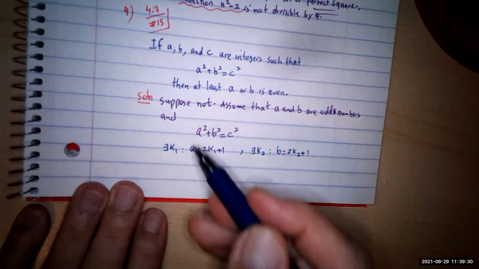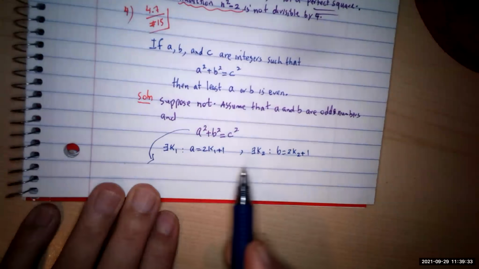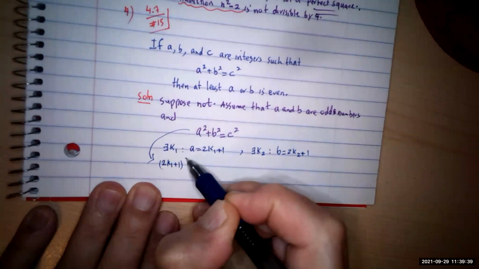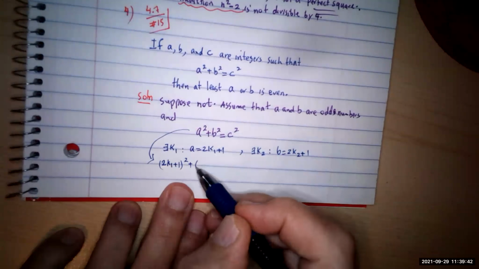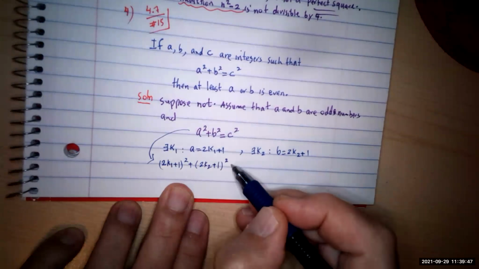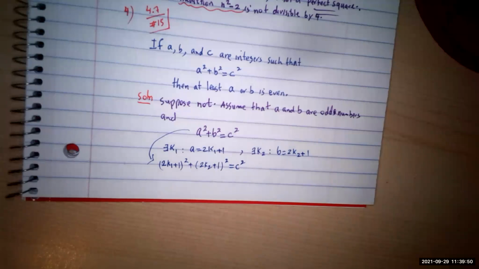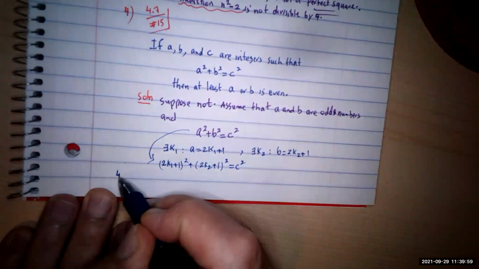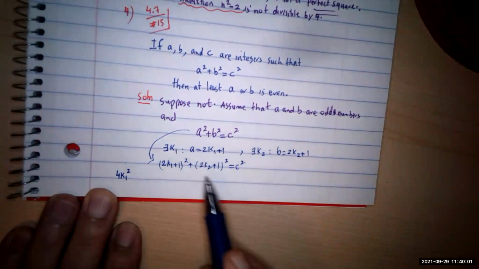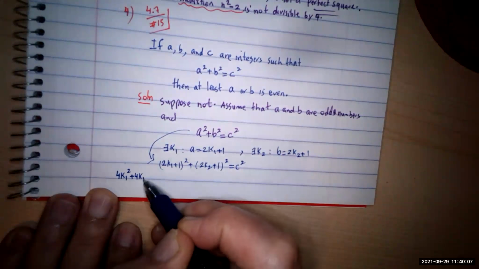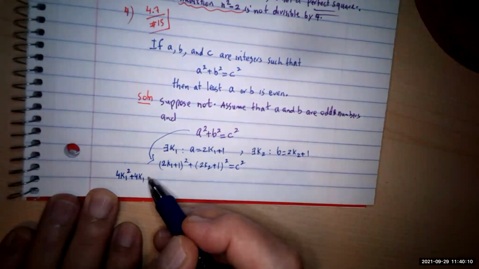So we substitute. We have A squared, which gives us (2K1 plus 1) all squared, plus (2K2 plus 1) all squared, and this must be equal to C squared. Now work on this to get the contradiction. You can square it or just FOIL it. The square of the first one is 4K1 squared, twice the first times the second is 4K1, plus the square of 1, which is 1.